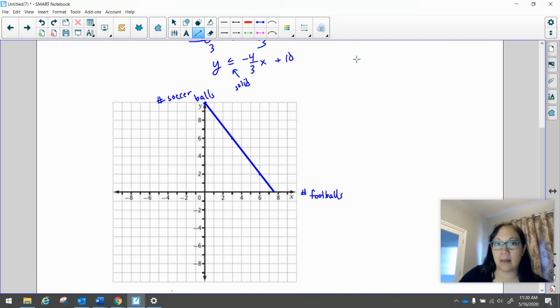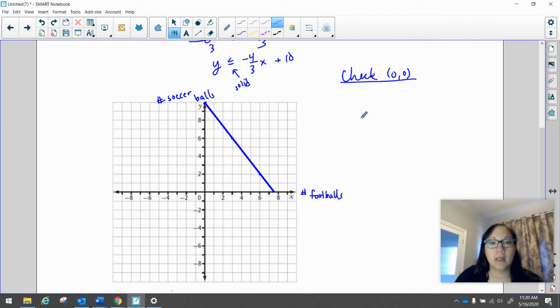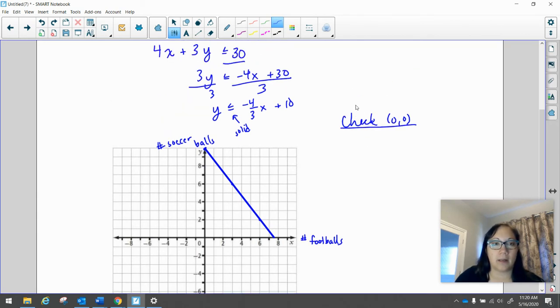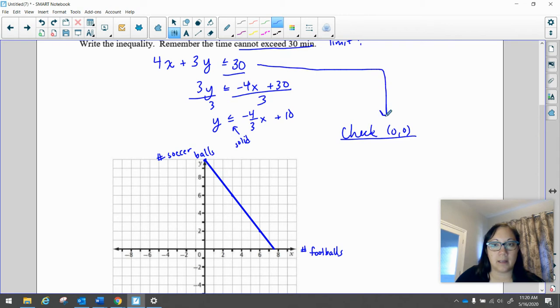Okay, so now we're going to check our point of 0, 0. And I'm going to check that in my original up here. I find that the easiest one to use to check. So 4 times 0 plus 3 times 0, is that less than or equal to 30? And I get 0 is less than or equal to 30. Now, one other thing to consider, and to be honest, I can't remember if your textbook goes into this style or not, but I'm going to reiterate it, is that we will only have discrete solutions only.